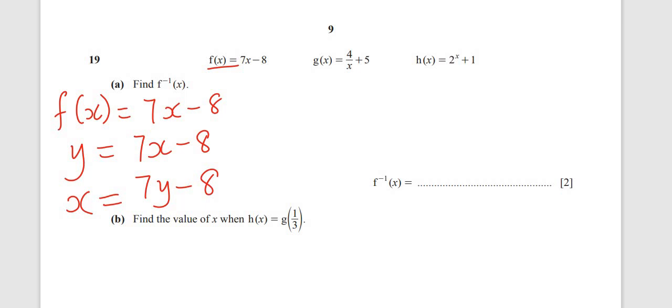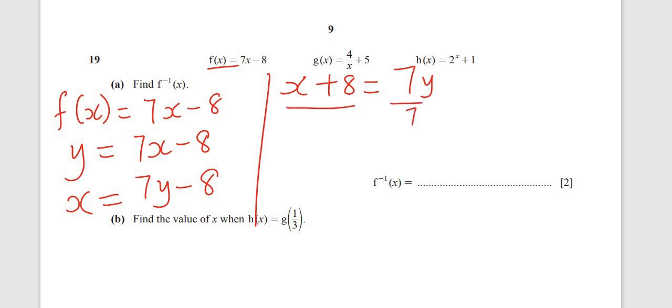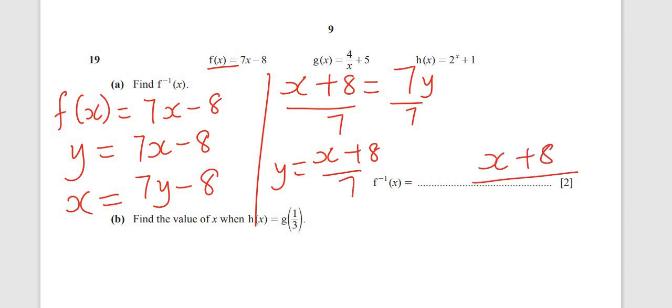So to make y the subject, we need to add 8 to both sides. So it's going to be x plus 8 is equal to 7y. Then we have to divide both sides by 7, and y is going to be x plus 8 over 7. So the inverse is going to be x plus 8 out of 7. So you see it's quite simple. 2 marks.